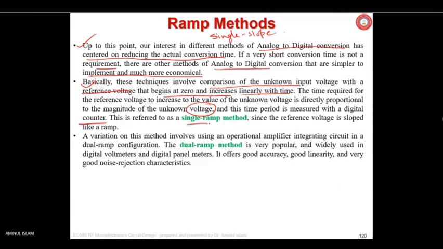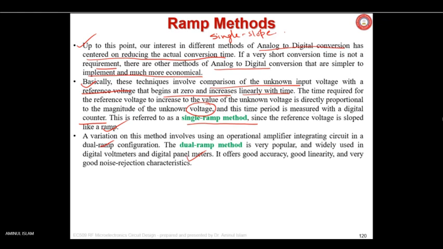This is referred to as the single ramp method. Don't be surprised if it is called single slope, and sometimes single ramp method. It is the same; the reference voltage is sloped like a ramp. A variation on this method involves using an operational amplifier integrating circuit in a dual ramp configuration. The dual ramp method is very popular and widely used in digital voltmeters and digital panel meters. It offers good accuracy, good linearity and very good noise rejection characteristics.